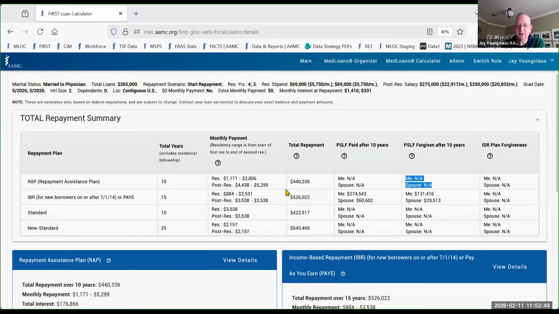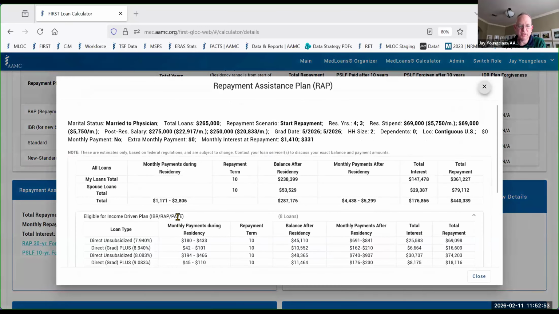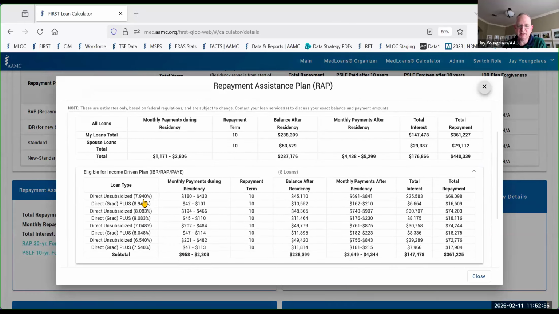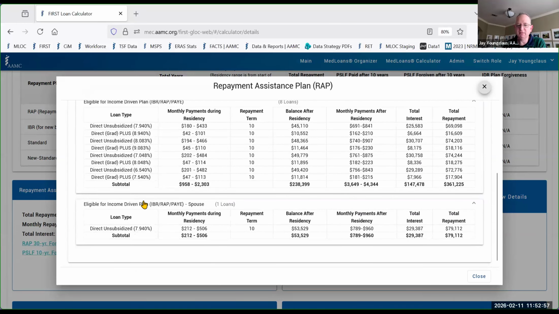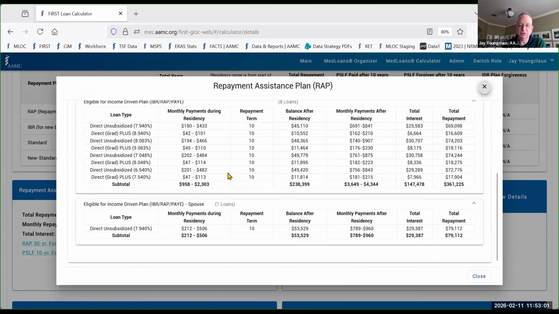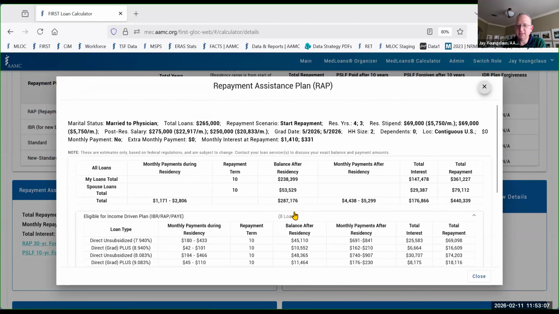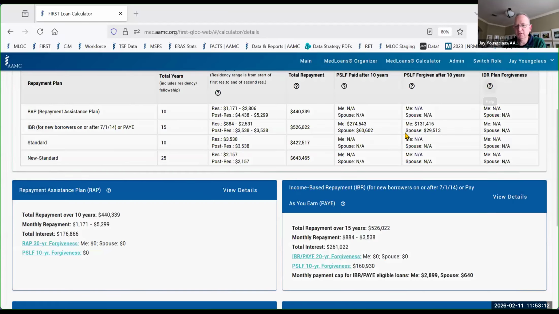This is personalized for your own scenario. It's going to show you the details. And if you really want to dive into what are my details and what are my spouse's details, you can go in and see the view details. It shows you the loans assigned to you as the borrower, and then the loans assigned to your spouse. You can walk through all the details and see the balance after residency, all the kinds of stuff we talked about before.